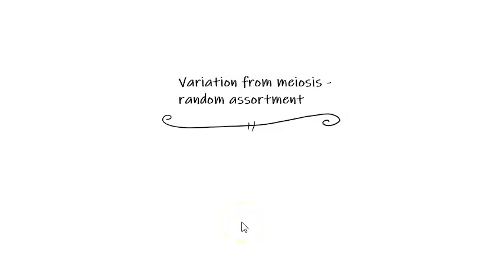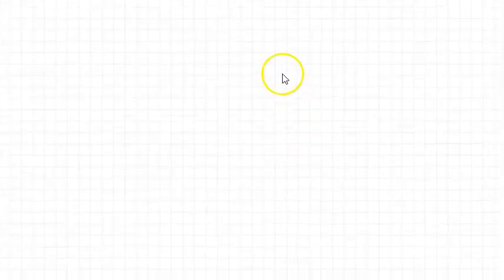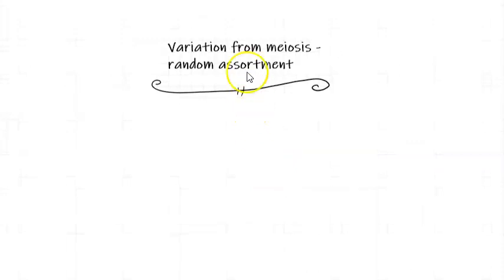Kia ora tātou. In previous videos we've looked at the importance of variation for the survival of a species. In these next 4 videos we're going to look at how variation is introduced to a population or to a species. In this video we're going to look at one form that comes from meiosis. There are 2 forms in total that come from meiosis. This one is called random assortment.